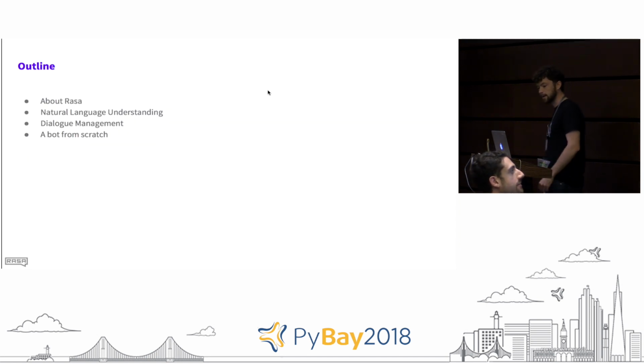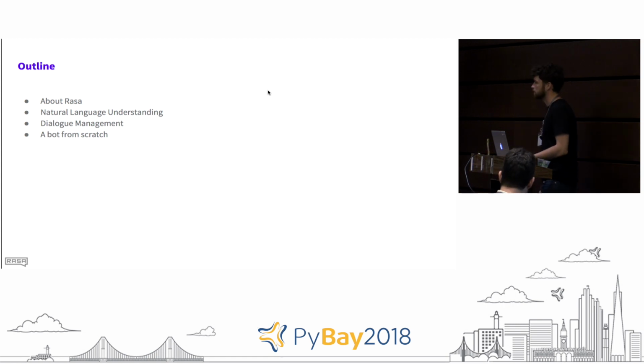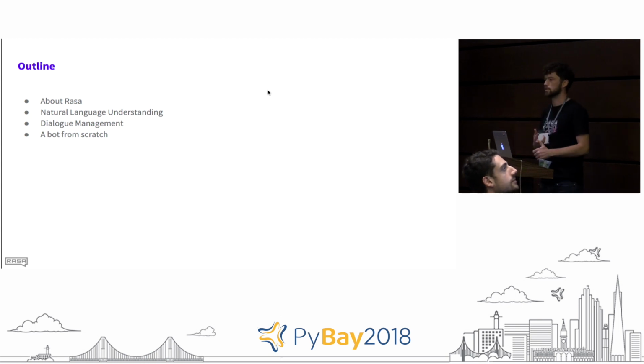So by way of an outline, I want to say just a little bit of context about Rasa, what it is, and then talk about the two things that we care about. One is natural language understanding, and the other one is dialogue, so holding conversations. And then we'll look at some of the pieces that you need to build a bot from scratch. And I'll have a link to a repo so if you want, you can clone it and follow along with the notebook.